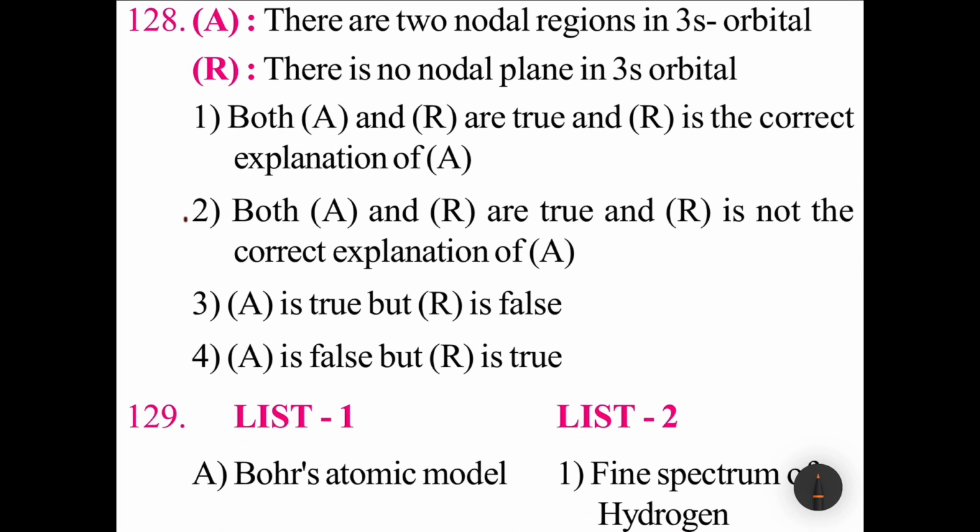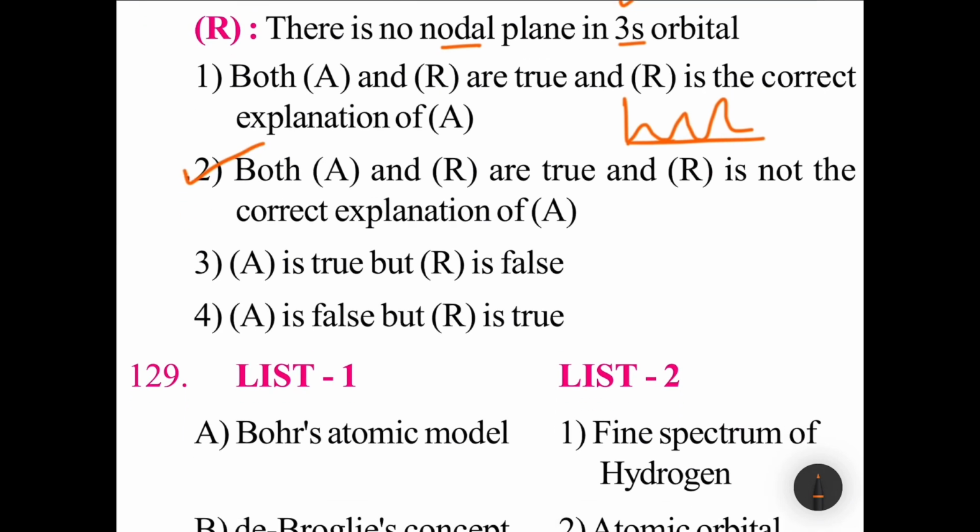128. There are two nodal regions in 3s orbital. There is no nodal plane in 3s orbital. Right? Well said. 1s orbital, 2s orbital, 3s orbital. This is node, this is node. So two nodal regions is right statement. For s orbitals, there are no nodal planes, right statement. But what is the relation? There is no correct explanation.